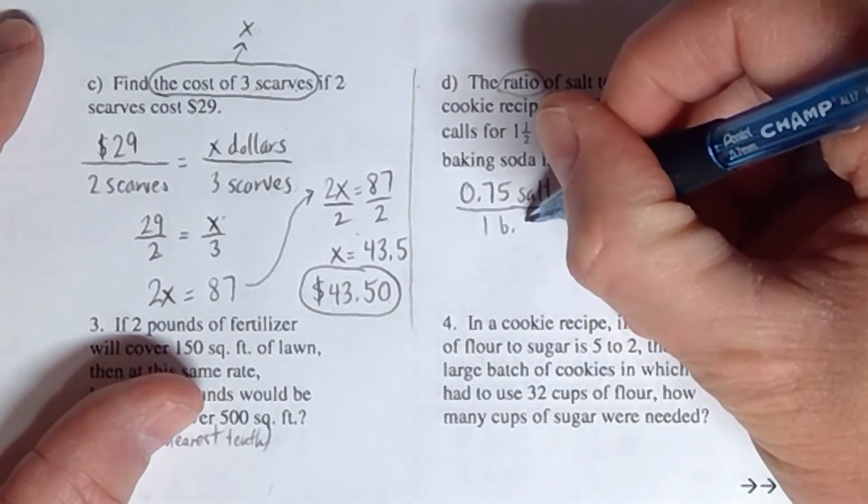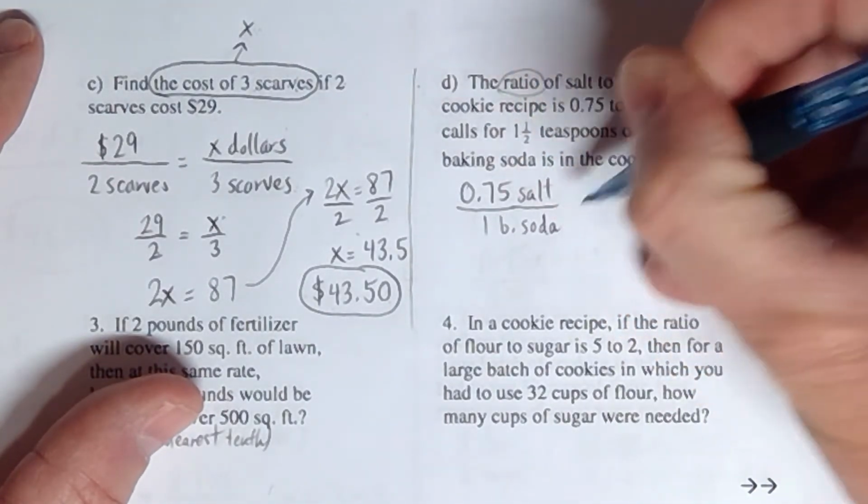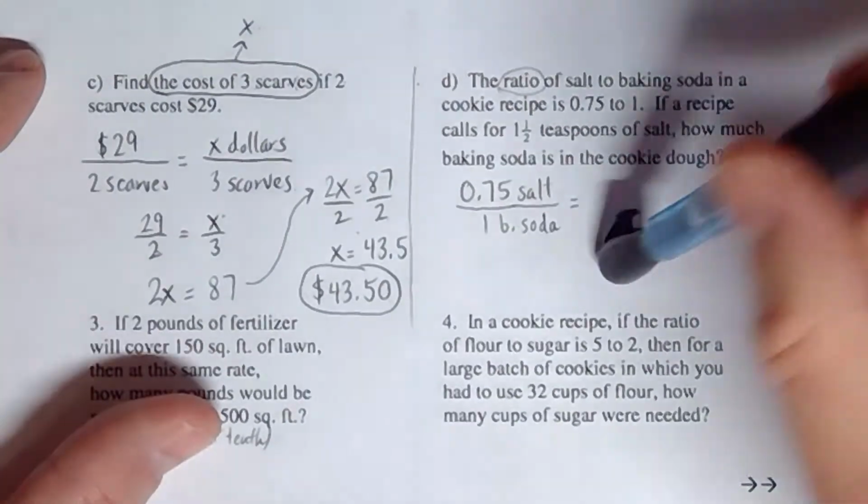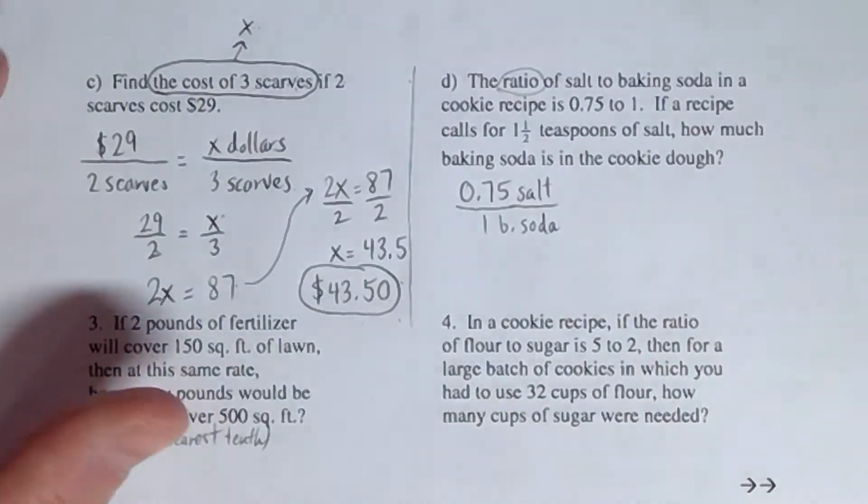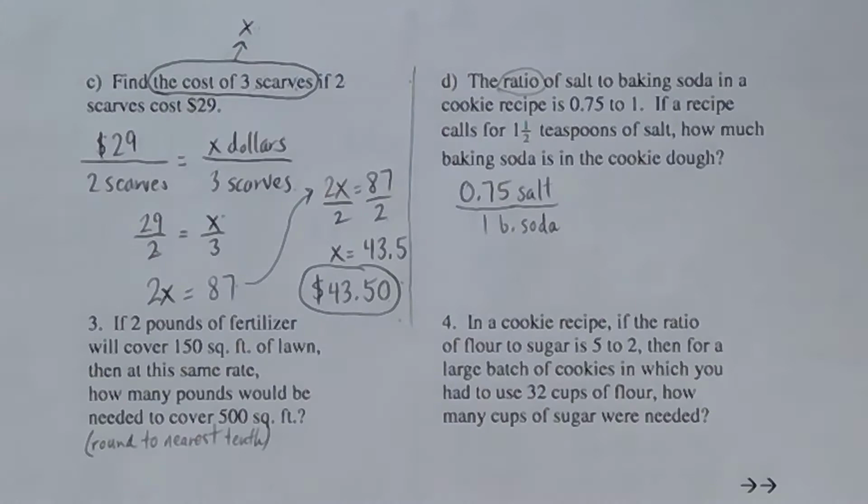Now you might be wondering, wait a second, 0.75 what? Is it 0.75 ounces? Is it 0.75 tablespoons, teaspoons? What are they talking about?